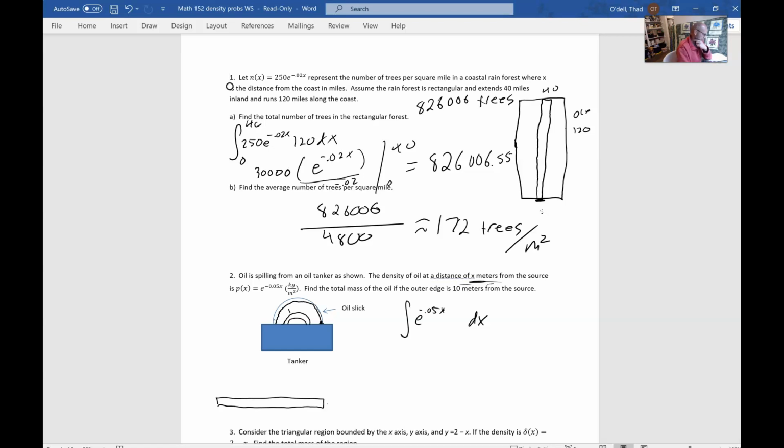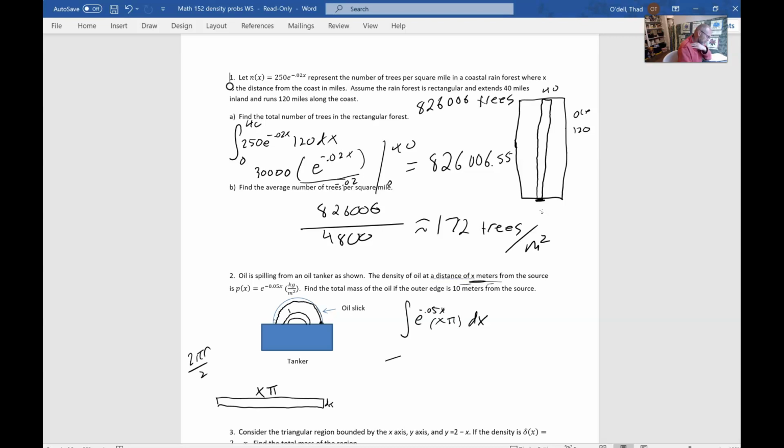For our purposes, that's my little dx, or my little change in radius, and then this would be 2 times the radius times pi, wouldn't it? Because that would be the circumference of the circle. Oh, but it's not a full circle, it's a half circle, so it'd be 2 pi r divided by 2. So it'd just be x times pi. So we'll put a little x times pi in here.